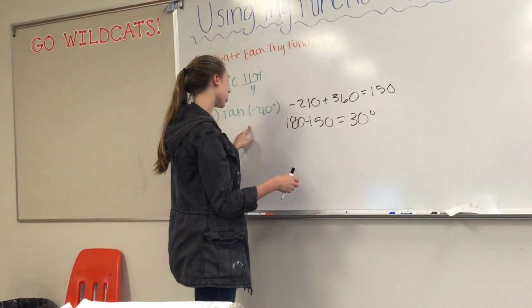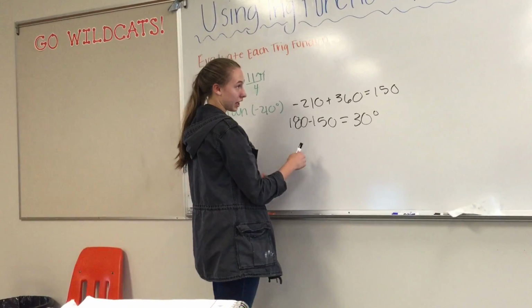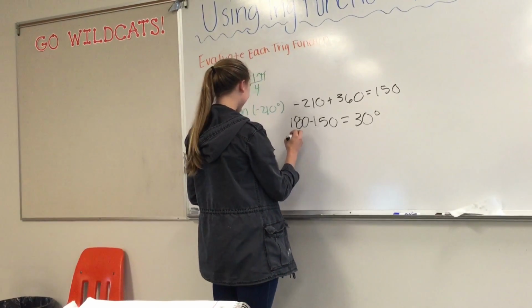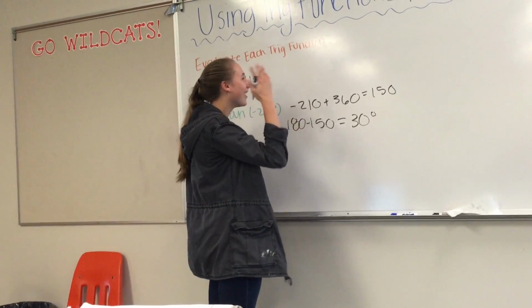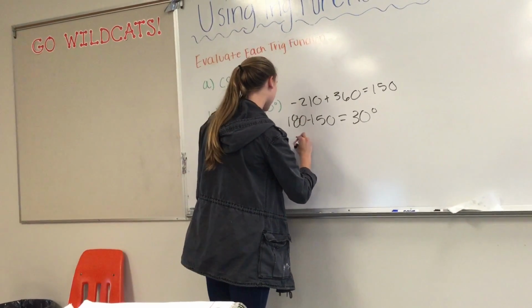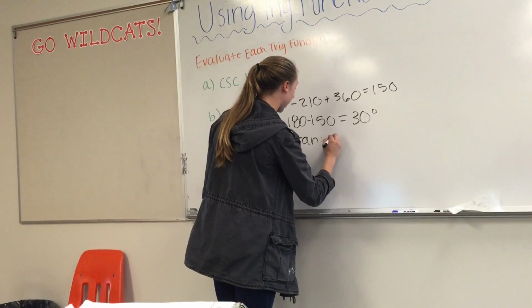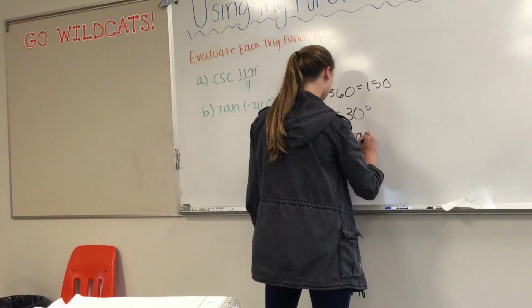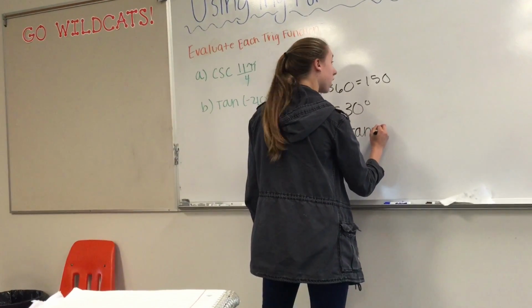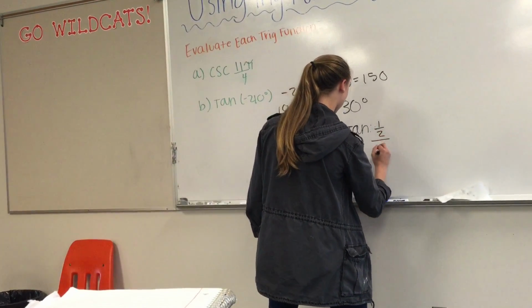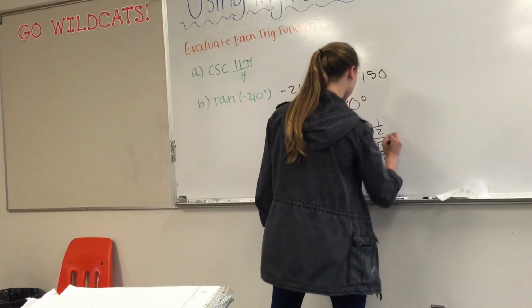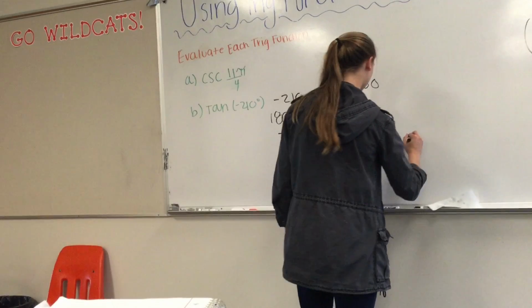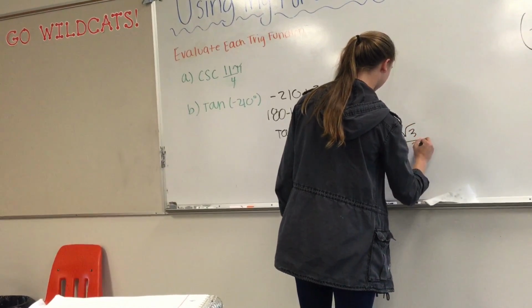In order to find the tangent of negative 210, we need to take 150 and use the unit circle. Oh, okay. So tangent is sine over cosine. So the tangent is 1/2 over the square root of 3 over 2, which equals square root of 3 over 3.